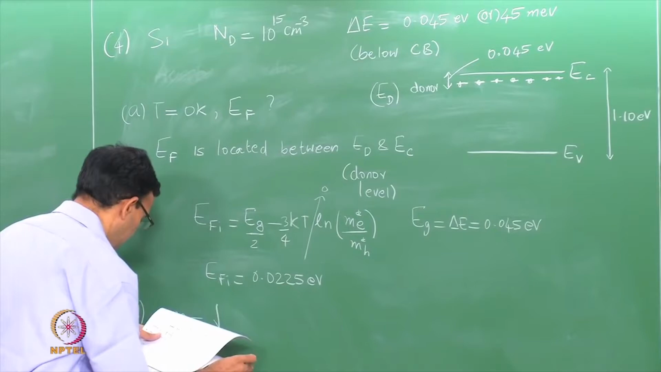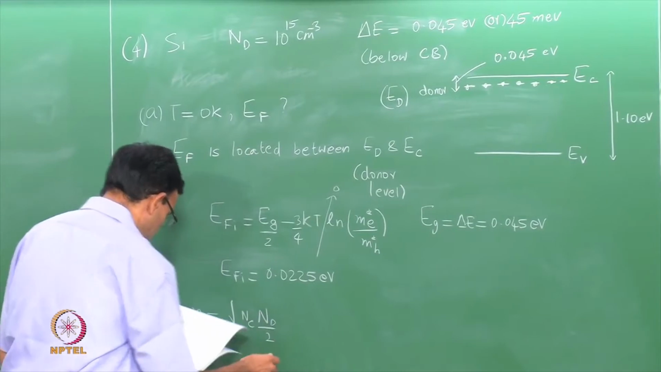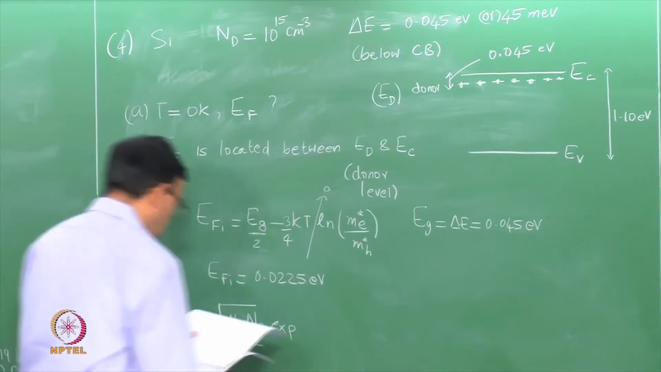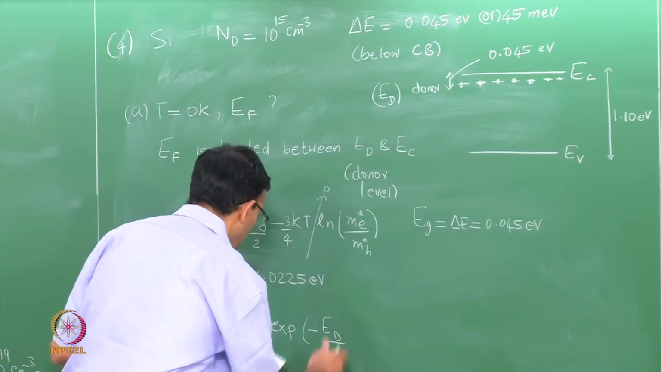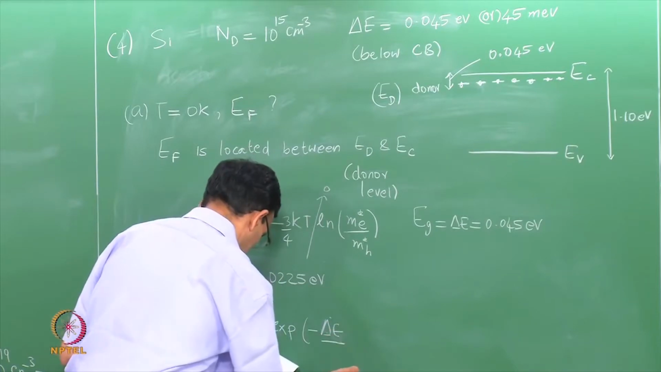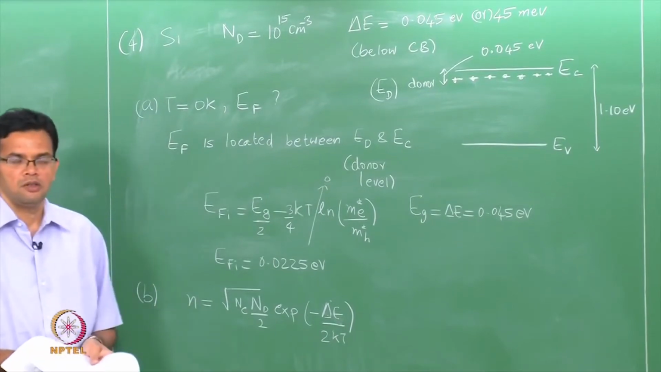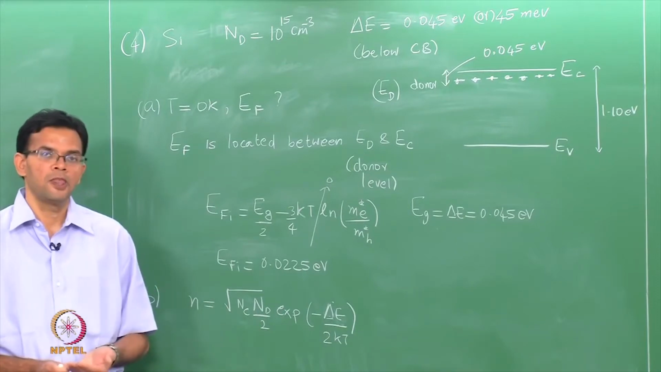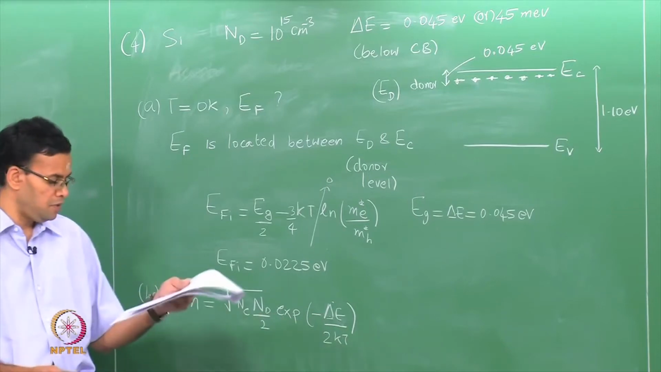So, concentration of electrons is nothing but Nc, Nd over 2, and the reason for the 2 is because these are individual atomic states. So, they can only take one electron, minus Ed or minus delta E over 2 kT. So, we are using the expression for an intrinsic semiconductor, except that instead of writing Nv, we write Nd over 2, and delta E is the ionization energy.